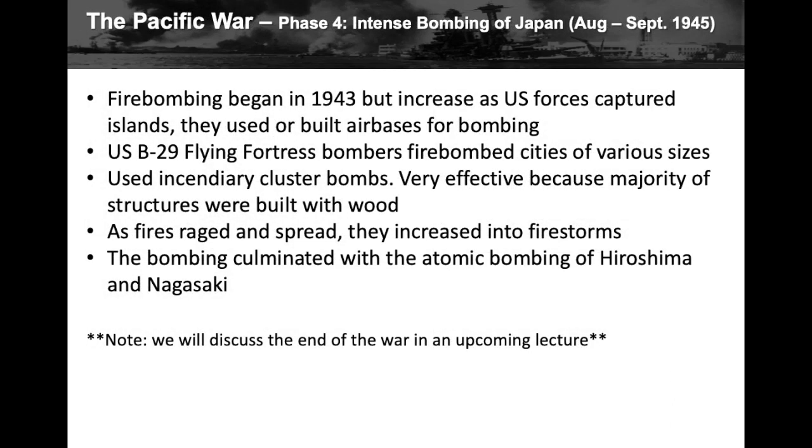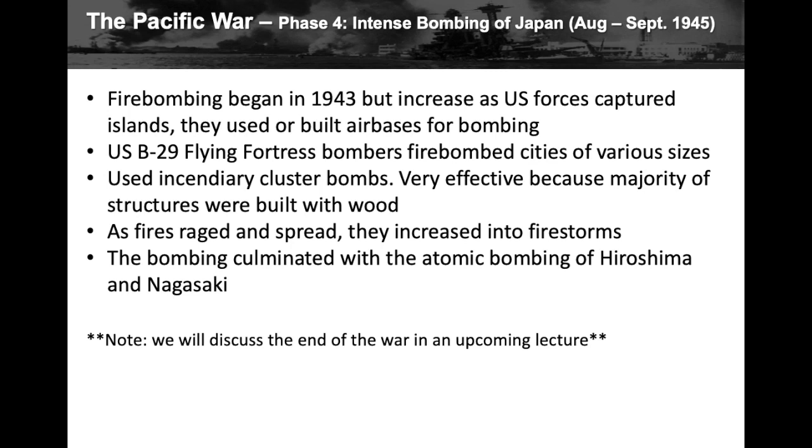And then the fourth phase is the intense bombing of Japan, which is basically 2 months. Even though the U.S. has been bombing Japan for a little while, there was just an intense bombing of Japan because the United States is now close to Japan. They've established air bases on some islands, and they were able to fly and bomb Japan. So firebombing began in 1943, but increased as U.S. forces captured islands and they used or built air bases for bombing.